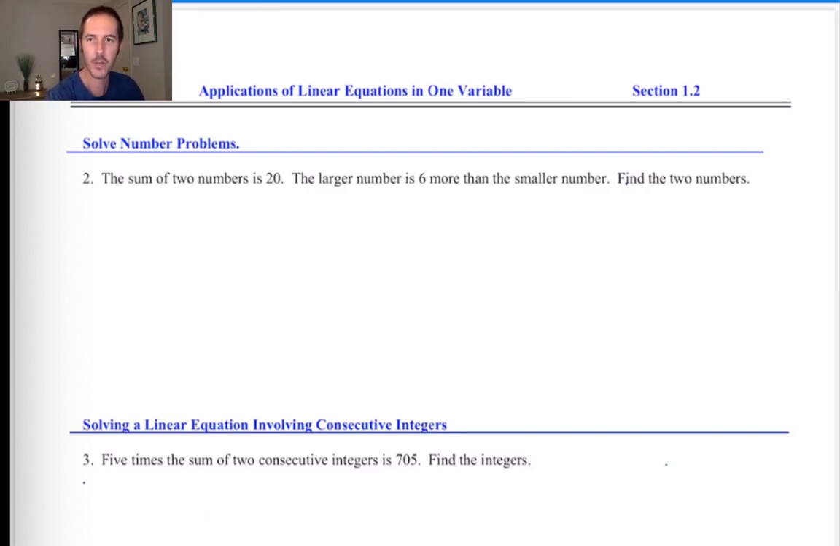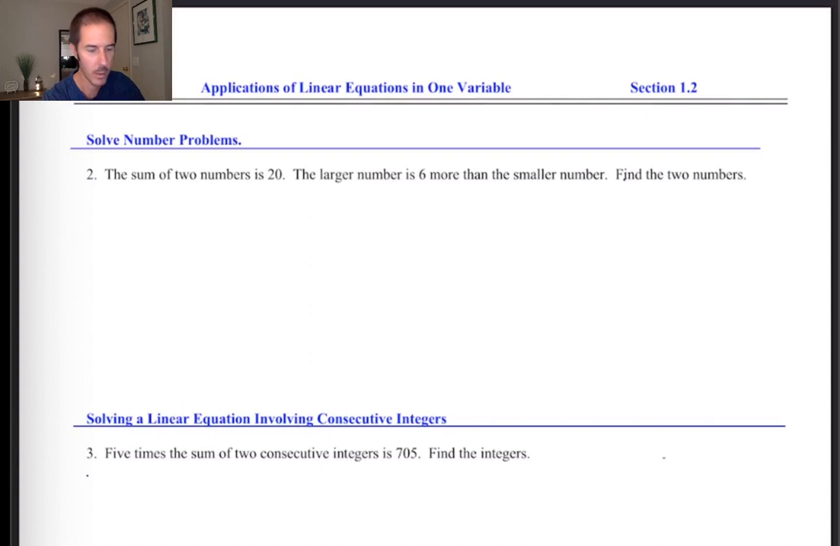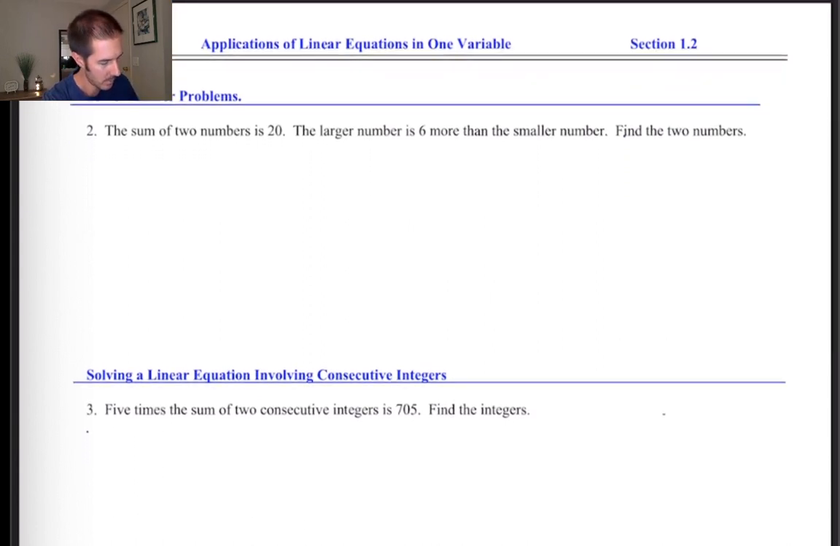So this first problem says that the sum of two numbers is 20. I don't know what those two numbers are. So I'm going to write down maybe a lowercase a. I'm going to enable my pen. There we go. We'll write down that the sum of two numbers, a and b, is 20.